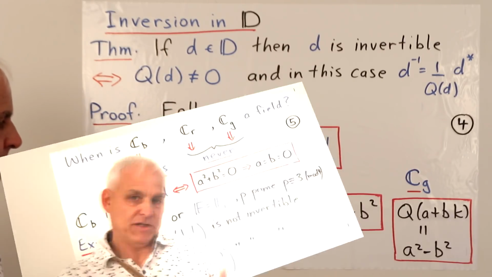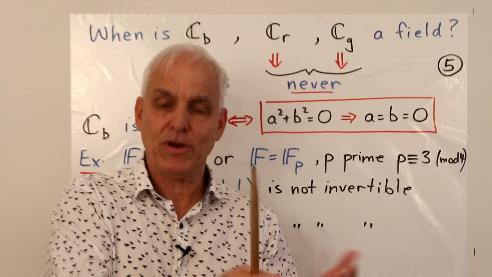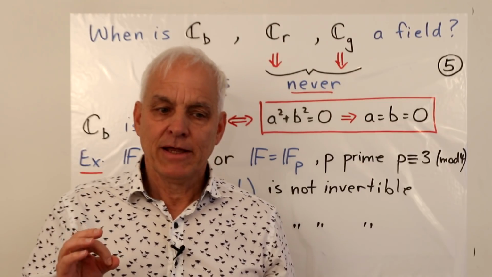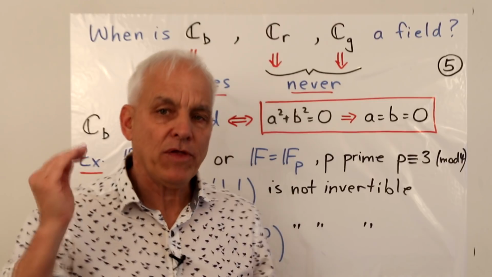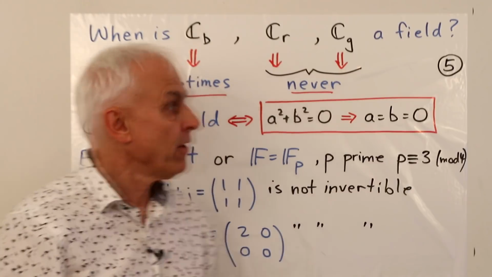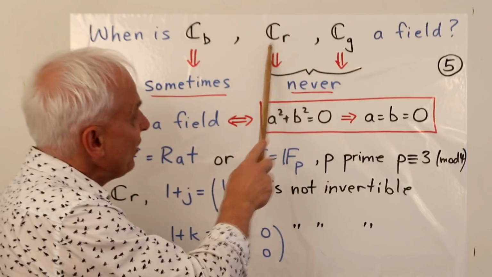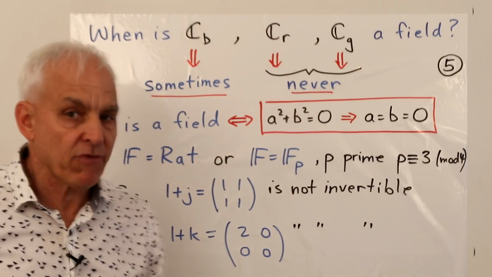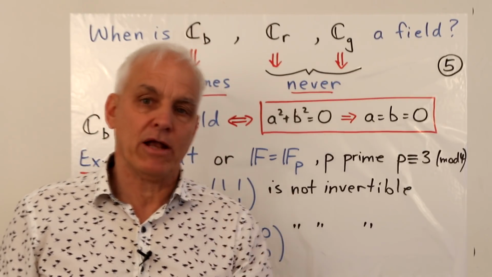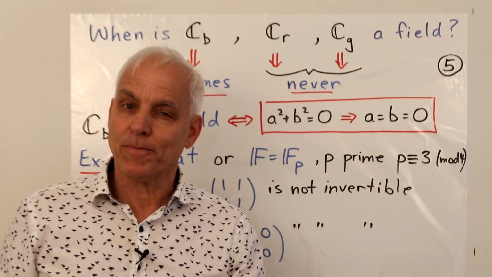So if you take one of these complex number subalgebras, maybe the blue ones, the red ones, the green ones, when is this thing a field? A field requires that all the elements be invertible except for just the 0 element. So the answer is that C_R and C_G are never going to be fields because, as we've seen, there's always going to be non-zero elements whose quadrance is 0, and if the quadrance is 0, then they're not invertible.